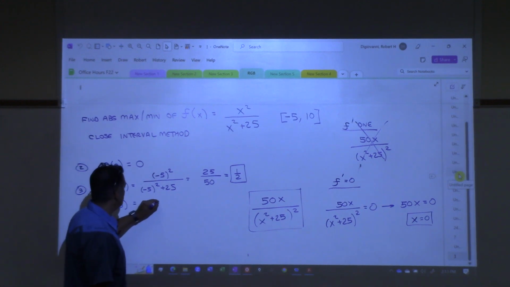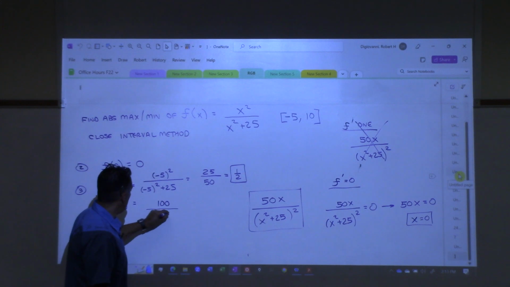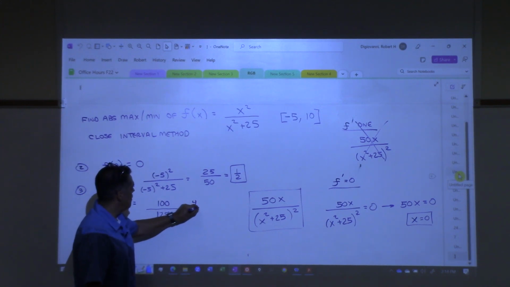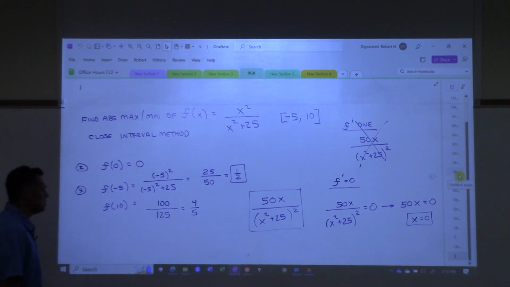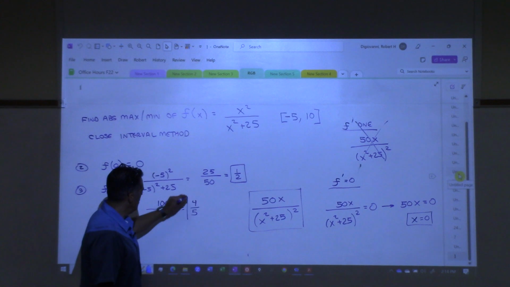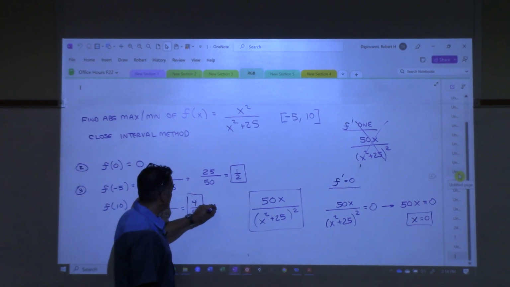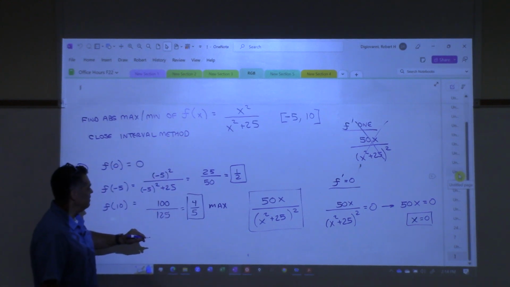10 squared on top is 100, over 100 plus 25 is 125. That reduces to 4/5. 25 goes into both of those. 4/5. Which is the biggest one? 4/5. Right, this is our max. And our min is, what's our min? 0.